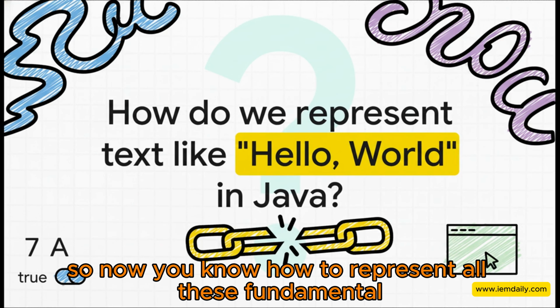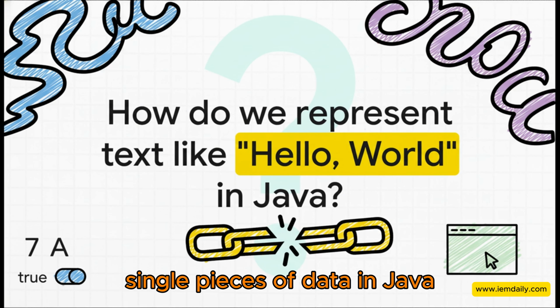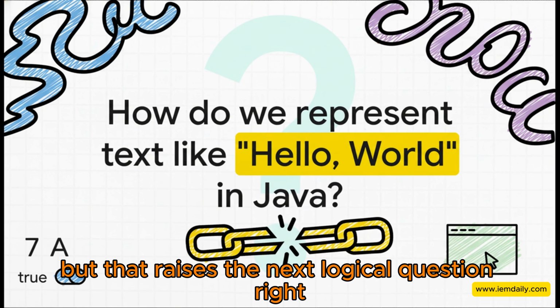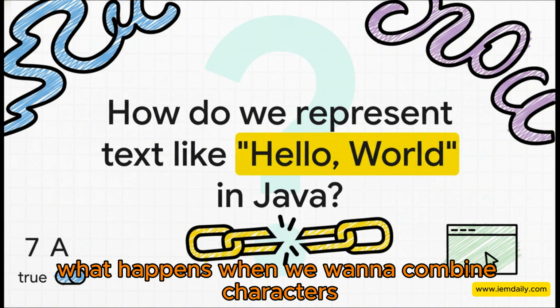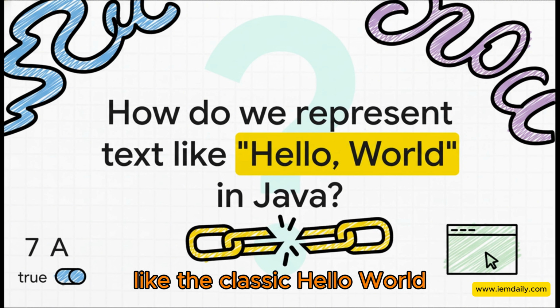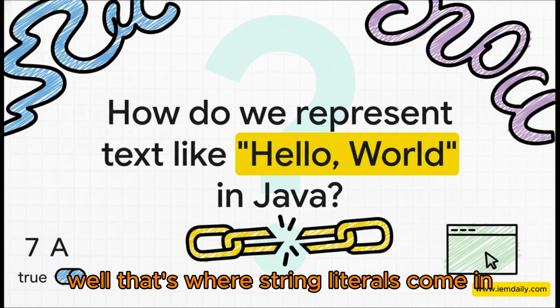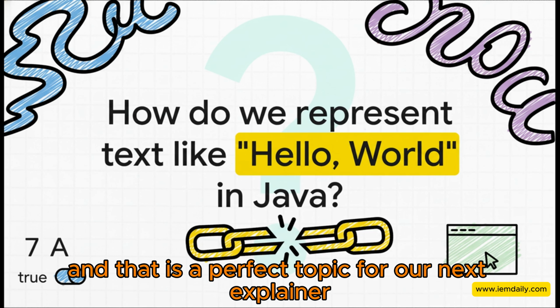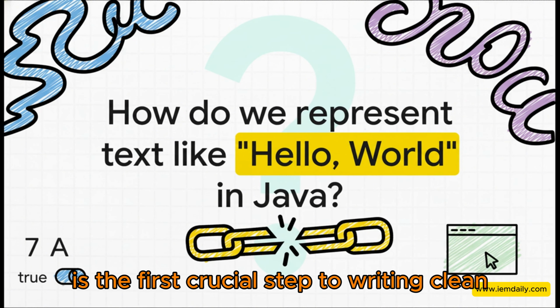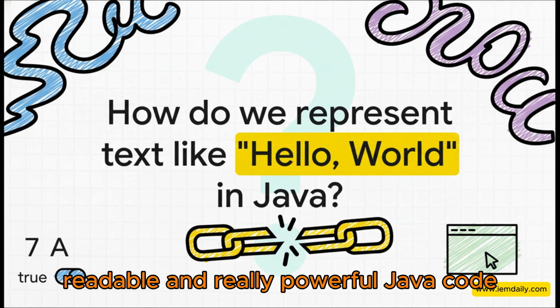So now you know how to represent all these fundamental single pieces of data in Java. But that raises the next logical question, right? What happens when we want to combine characters to make words and sentences, like the classic hello world? Well, that's where string literals come in. And that is a perfect topic for our next explainer. Getting these basic literals down is the first crucial step to writing clean, readable, and really powerful Java code.